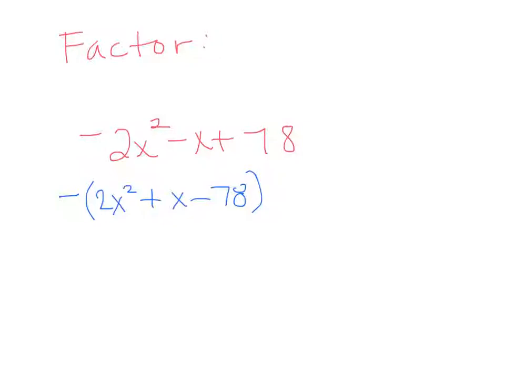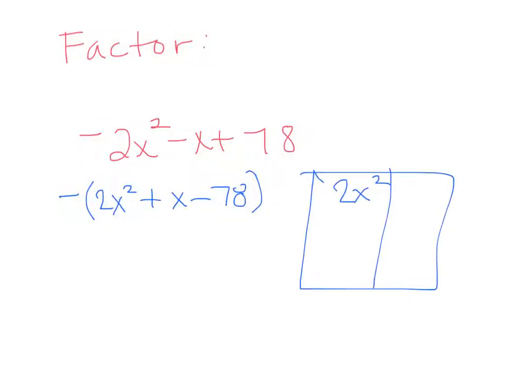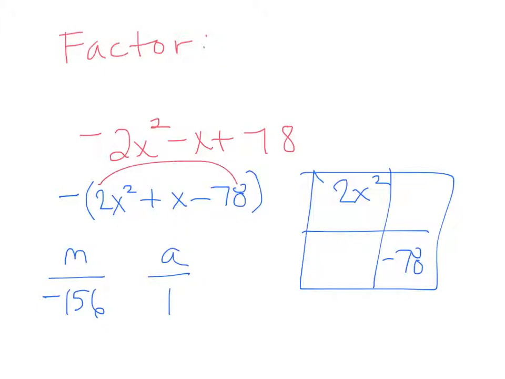So what I do is I notice that I've got 3 terms, so I'm either going to use the box or the shortcut, and in this case, and on your final, you're going to end up using the box. There's going to be a number in front of that first term. So I'm going to set up my box, putting my first and last terms in. Now I need 2 numbers that are going to multiply to negative 156, which is 2 times negative 78, and add to 1, which is that middle term. So let me say that again. 2 times negative 78 got me 156, and there's where my 1 came from, right there.